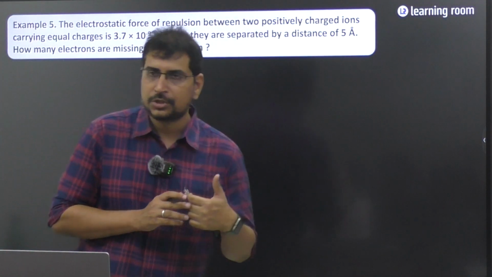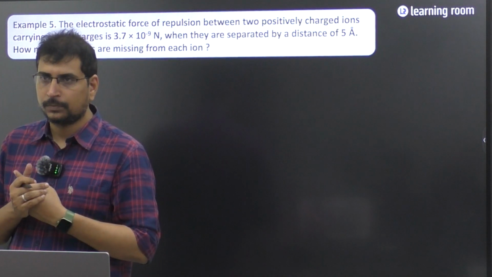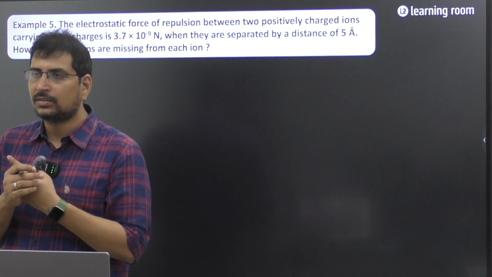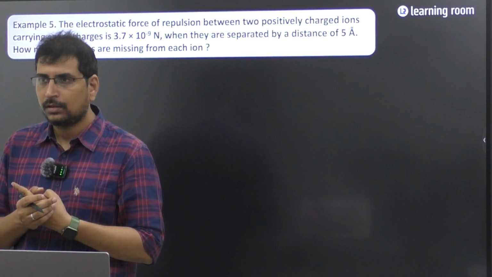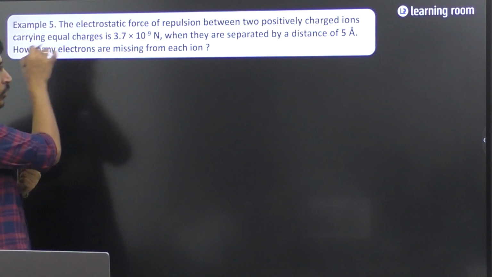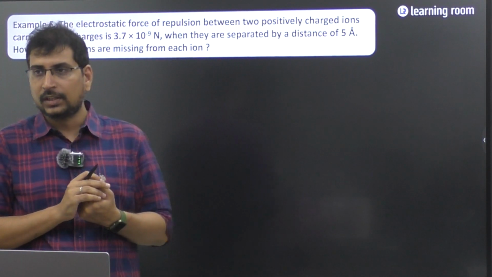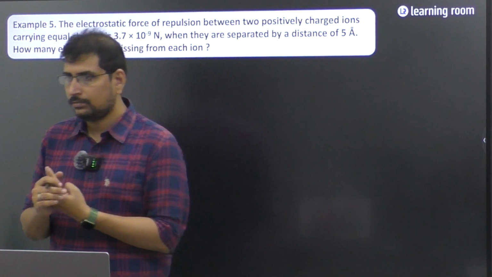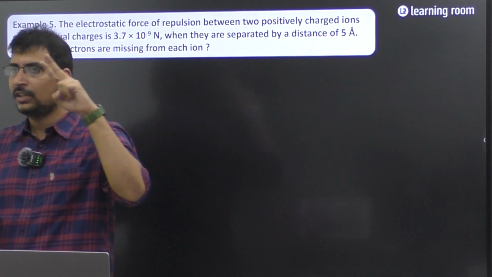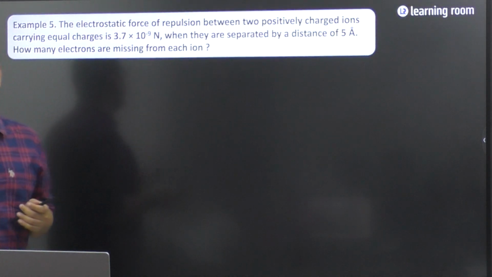So if you see, this is a question that is based on two concepts. One is they have given you the force. The force between two charges is solved by Coulomb's law, right? How many electrons? Whenever a number of electrons is asked, it's always solved using quantization. So this is a problem based on these two concepts. So first, what we are supposed to do is find the charge on the ion.